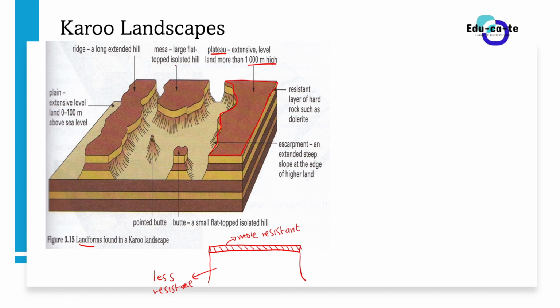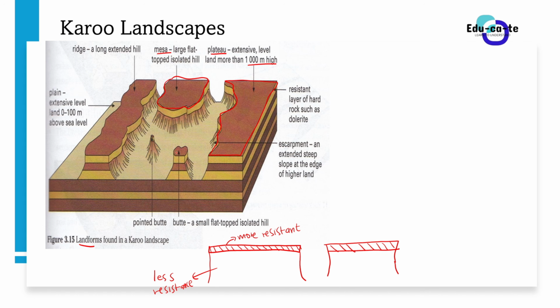And then from a plateau we form a mesa. A mesa is just a large flat-topped isolated hill. This is how it looks. From a side view, which is the most important view that we need to look at, the side view of a mesa is something like this. It is a bit smaller than a plateau, but it still has the same structure. On top, it has a more resistant layer of rocks, especially igneous rock, and at the lower layers, we have less resistant rock, such as sedimentary rock. So this is known as a mesa.